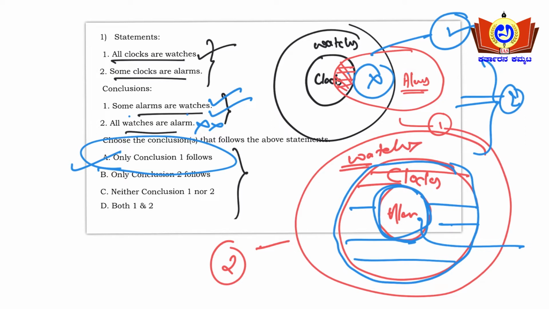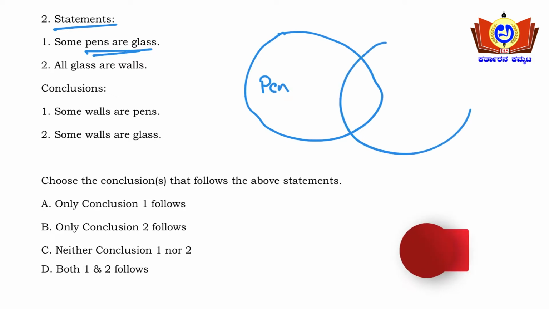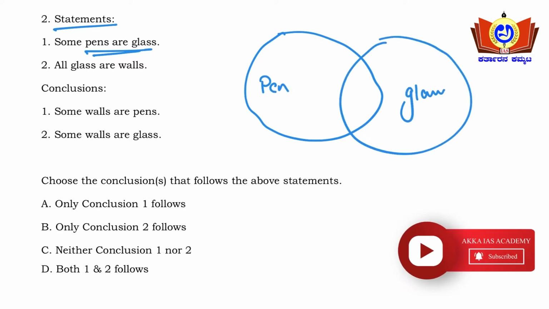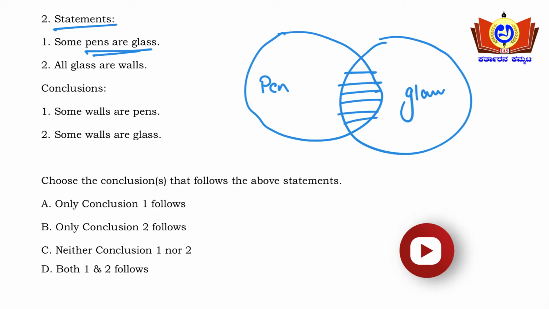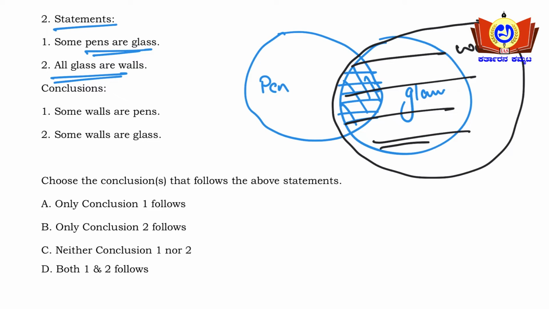So moving on to the next question. The statements are: some pens are glasses, so I'll write the pens here, and the shaded area will be where some pens are glasses. And all glasses are walls, so this will be the condition here, walls. So these are the two given statements.